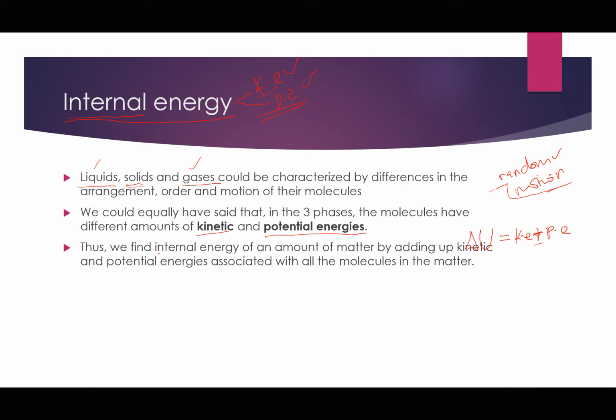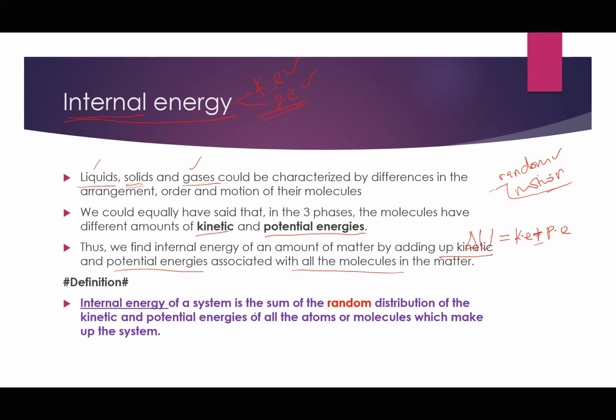So we can simplify the internal energy of a system by adding up the kinetic energy and the potential energies of all the molecules which are making up that system. That's why we have defined internal energy as the sum. The word sum is extremely important because we add up the kinetic energies and the potential energies of all the molecules that make up the system. The word random has been highlighted because these molecules are in continuous random motion, although for solids, the random motion is restricted to vibration about the equilibrium position. So this is what we are going to call the internal energy of a system.